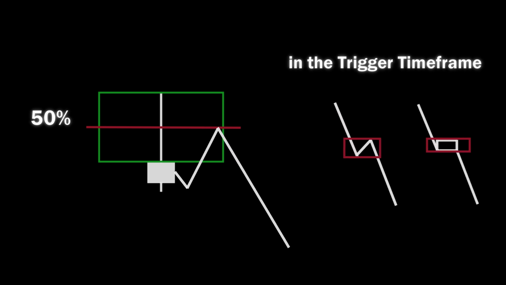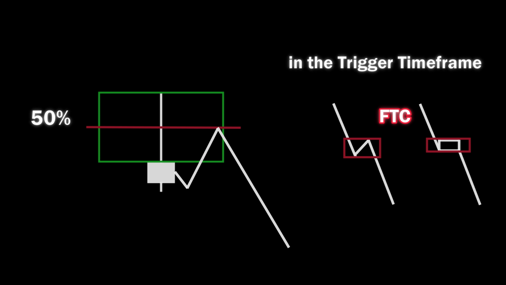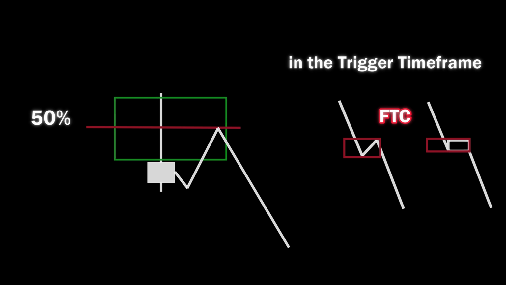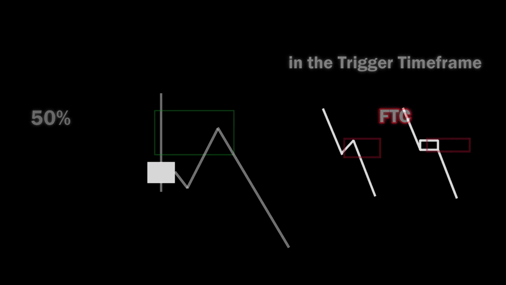In fact, this knot present in the 50% area of the shadow is the FTC knot that we explained in previous videos. Of course, pin bars have other important trading zones, which we will explain in detail in the future, and we will also introduce other trading setups for trading with pin bars.